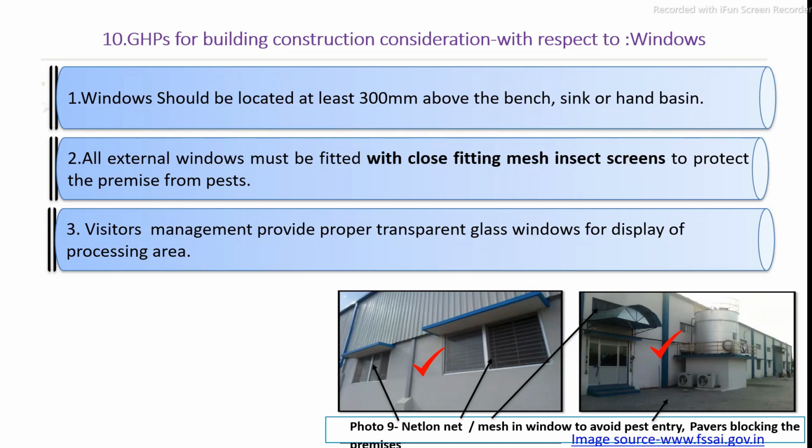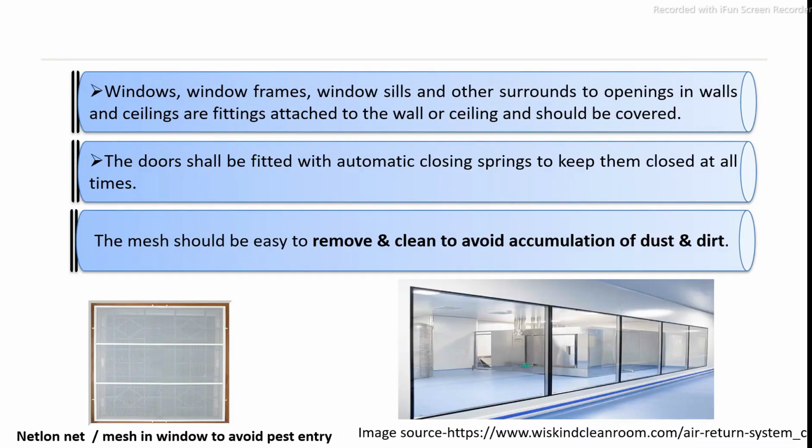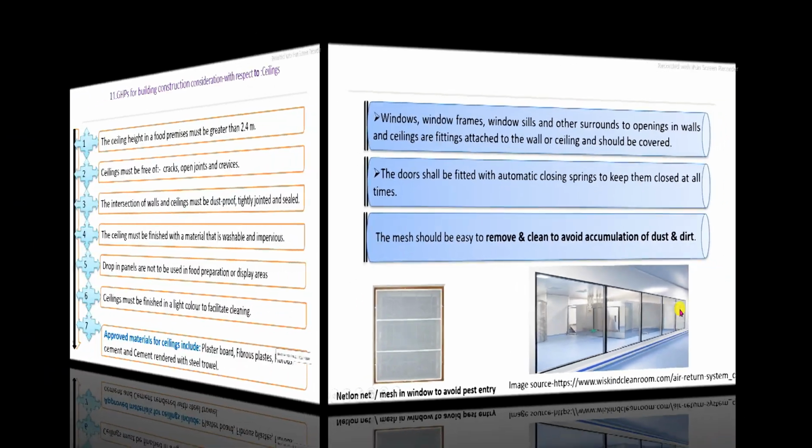In some systems, for proper visitor management, glass windows are provided to display the inside processing area. For example, you can see these windows, through which visitors can see all the processing that is done inside the food processing area. This is a proper visitor management system.